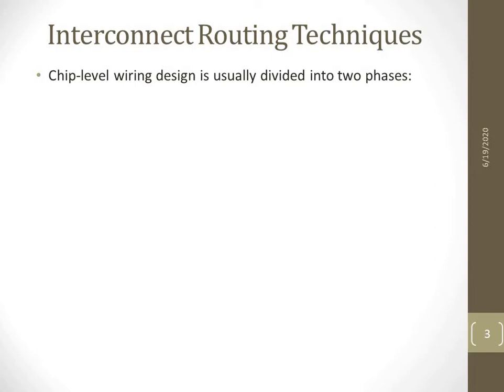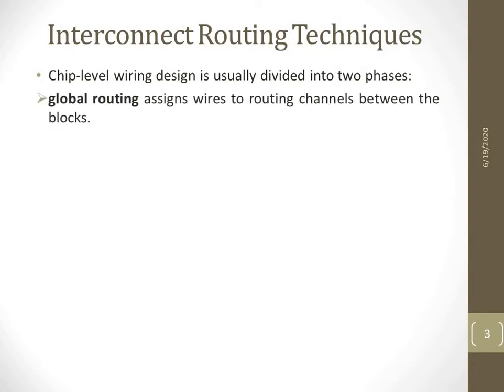So what happens when we route the power supply or when we route the chip, and when we are interconnecting them, how to do this is what is called interconnect routing techniques. Chip level wiring design is usually divided into two phases. They are global routing, which assigns wires to routing channels between the blocks.